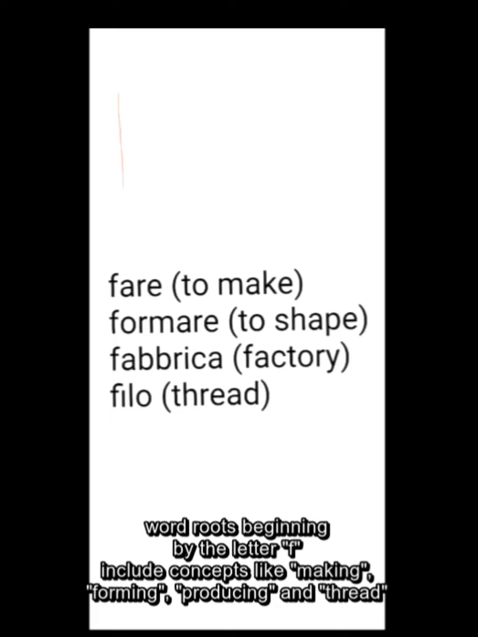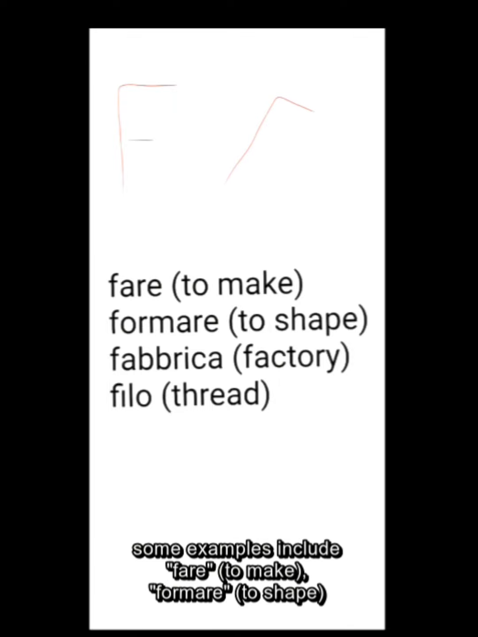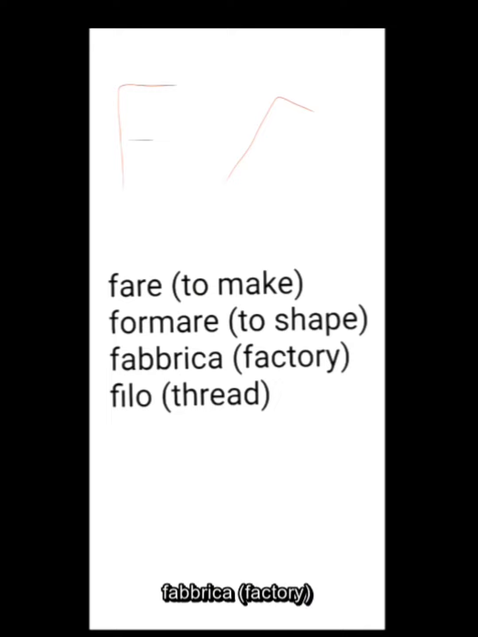Word roots beginning by the letter F include concepts like making, forming, producing, and thread. So we can use this symbol for association. Some examples include fare, to make, formare, to shape, fabbrica, factory, and filo, thread.